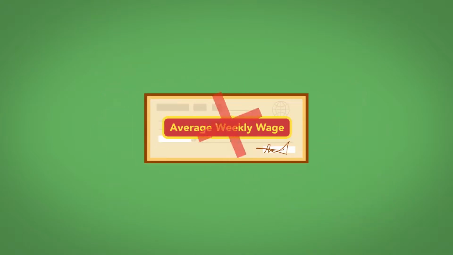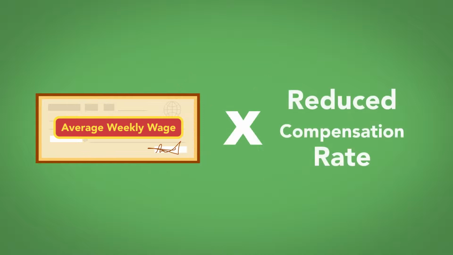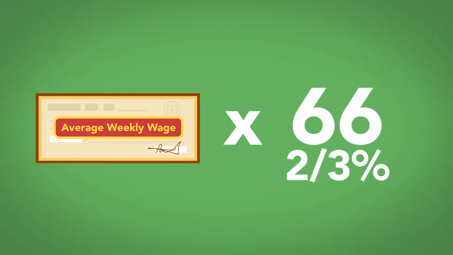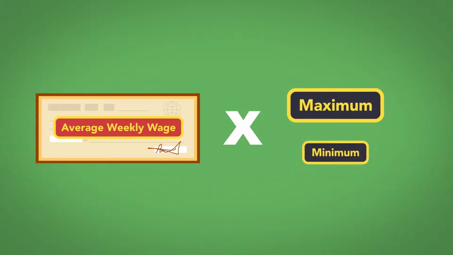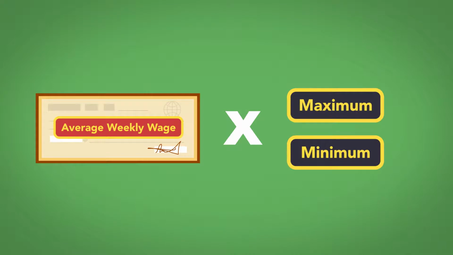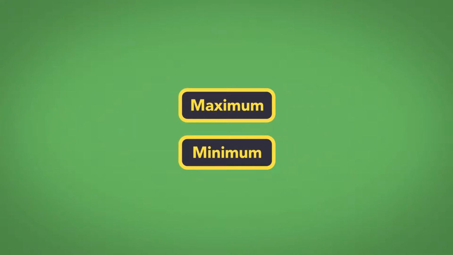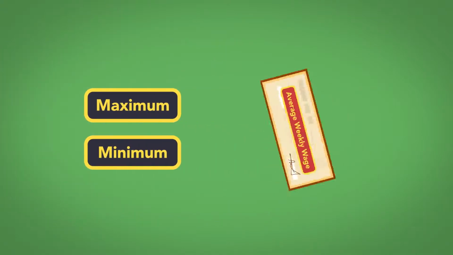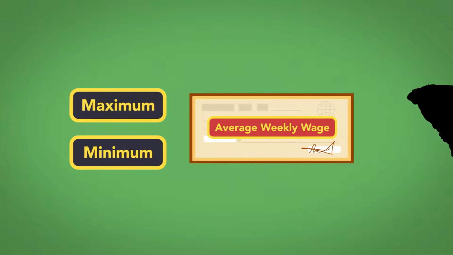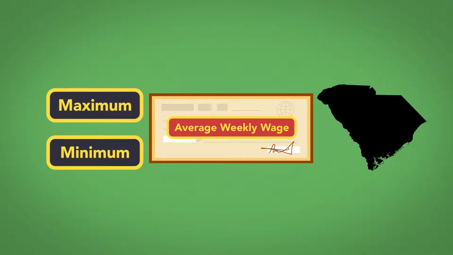However, workers are not compensated with their average weekly wage. Instead, states use a reduced compensation rate to determine benefits. Generally, the compensation rate is 66 2/3% of the worker's average weekly wage. However, states can provide maximum and minimum limits on the compensation rate. These limits can be based upon the date of the work injury, as in California and New York, the average weekly wage in the state, as in South Carolina, or other factors.